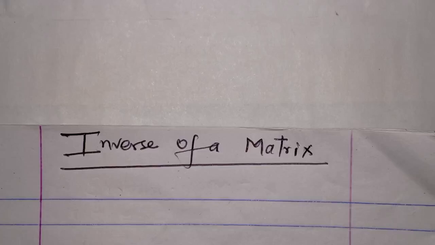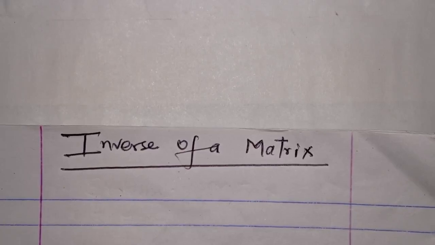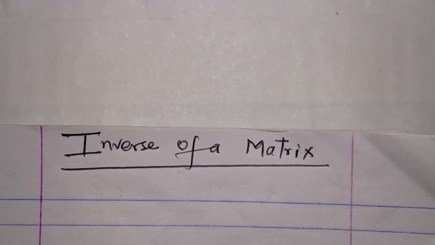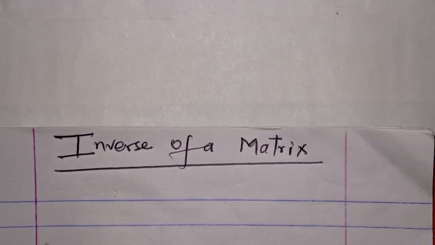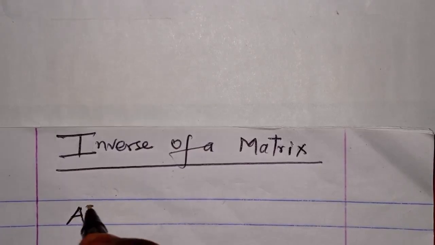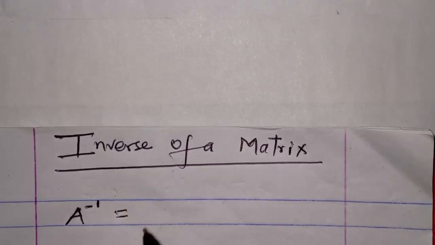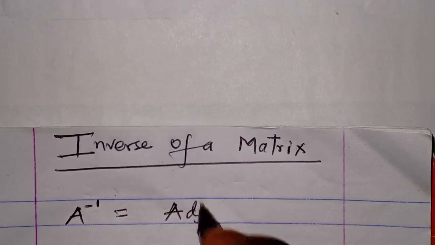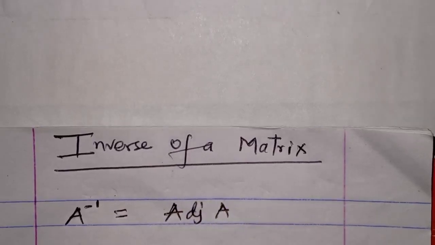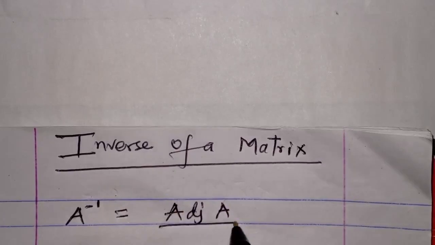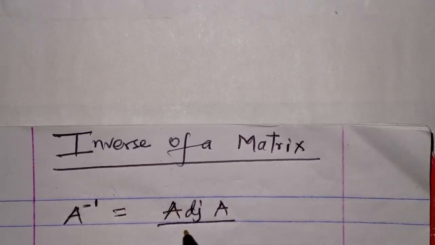In this video, we are going to talk about the inverse of a matrix, and we'll start with the 2 by 2 matrix and then 3 by 3 matrix. Generally, for any matrix A, the inverse of A is the ratio of the adjoint of the matrix A to the determinant of A. That's the adjoint of A, or the adjugate of A, divided by the determinant of A.